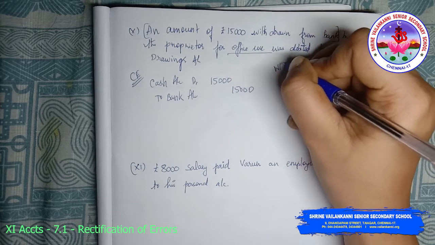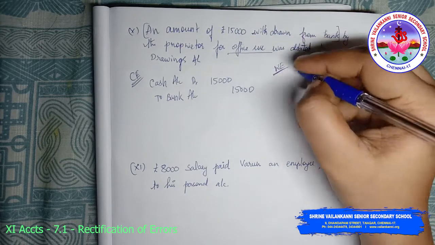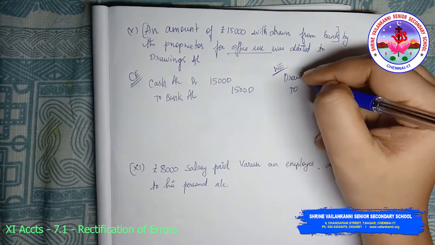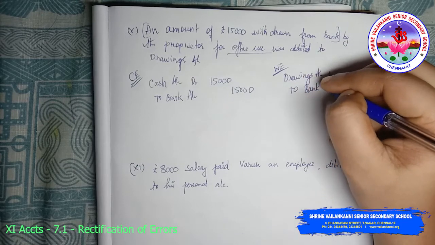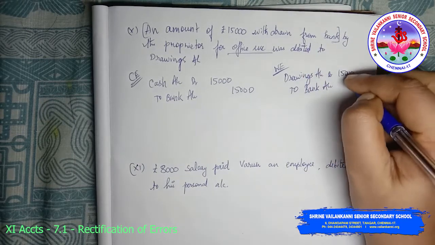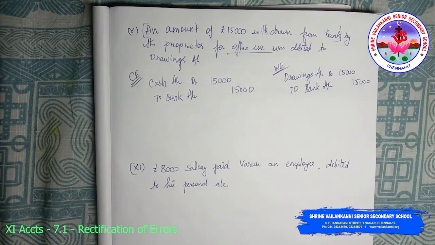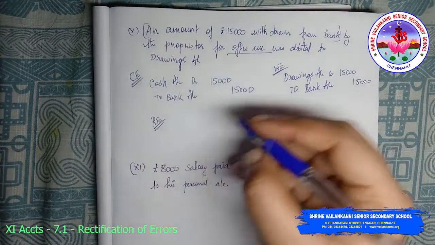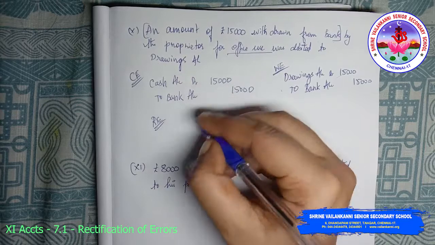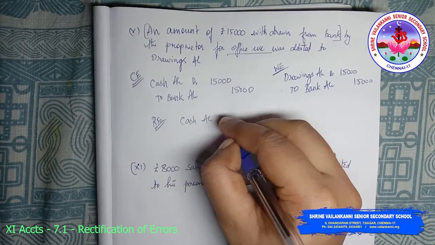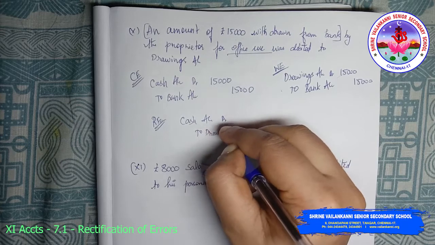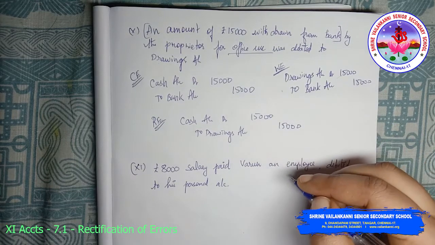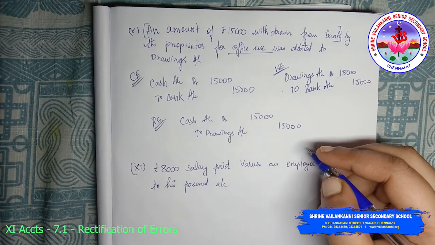What is the wrong entry? Wrong entry will be drawings account debit to bank account. Okay, drawings account debit to bank account. This is the wrong entry. Now what is the rectified entry? Rectified entry is the wrong debit has to be credited and correct debit has to be debited. So cash account debit to drawings account, 15,000 and 15,000. So this is the correct entry.